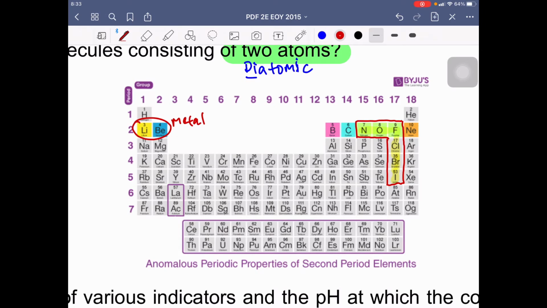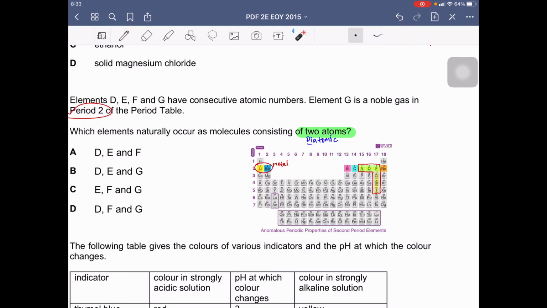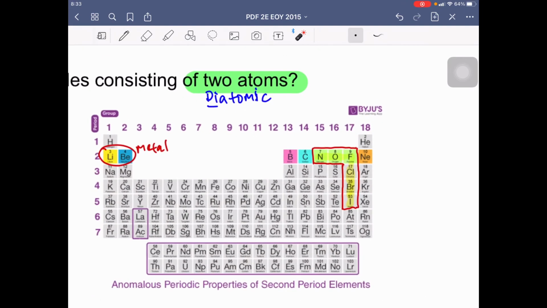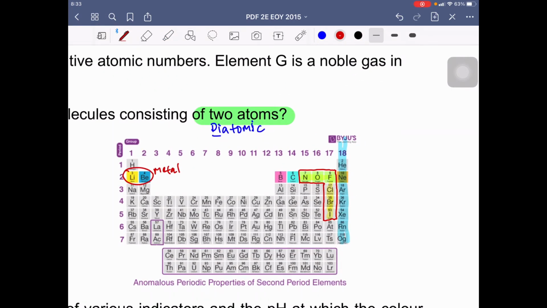But the question tells us that you have D, E, F, G, and they have consecutive atomic numbers. So consecutive atomic numbers, it must be 3, 4, 5, 6, 7, 8, 9, 10. One other clue is they say G is a noble gas. Noble gas will be this part here. These are your noble gases. Because it is found in period 2, that means it must be neon.